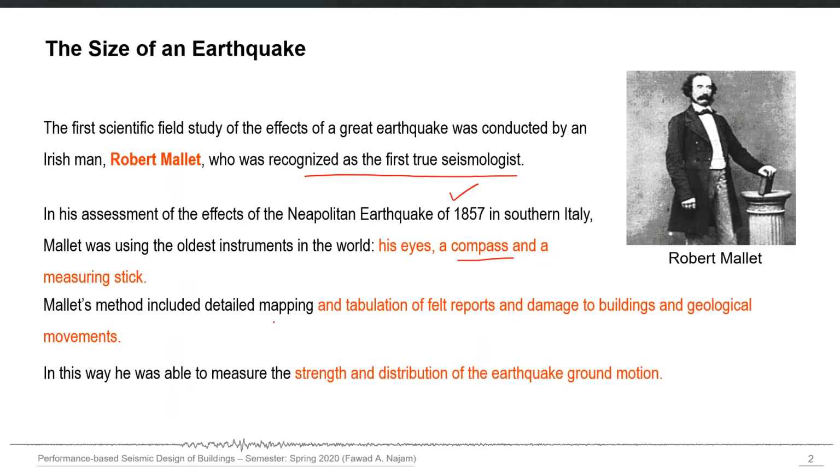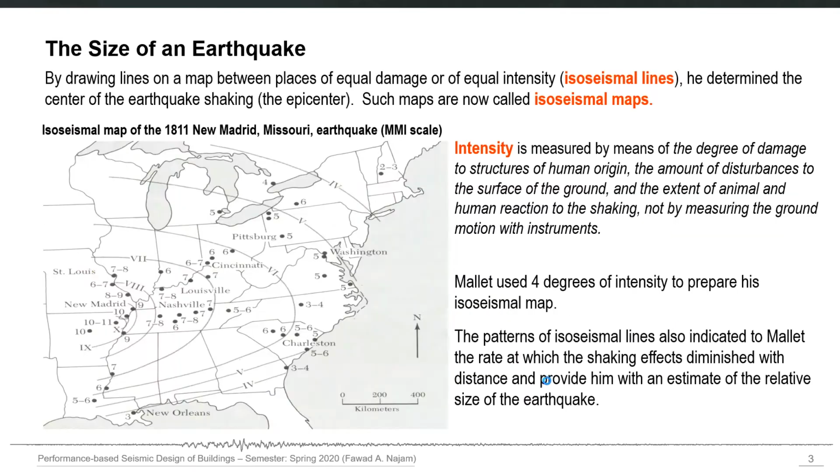So what he did is that he made a detailed map and tabulation of the felt reports and damage to different buildings and geological movements. He mapped all of the observations from that particular earthquake to come up with an idea which would later become a very central concept in identifying the size of an earthquake. He was able to measure the strength and distribution of earthquake ground motion in this manner.